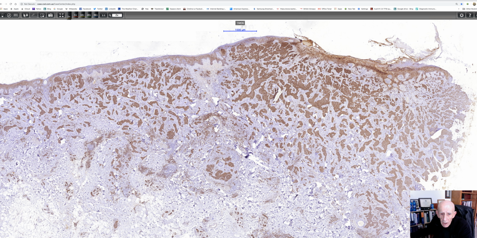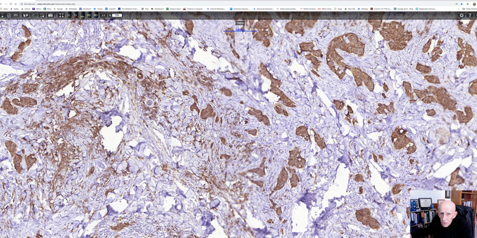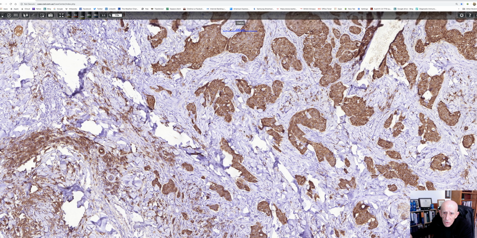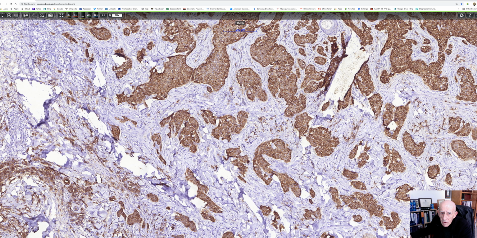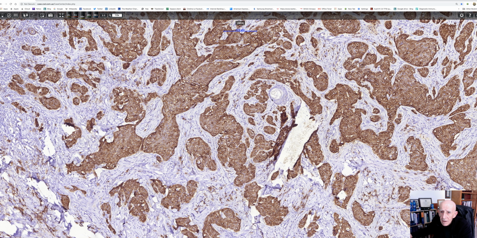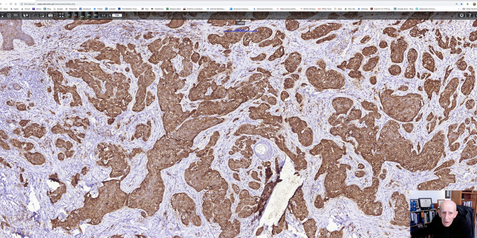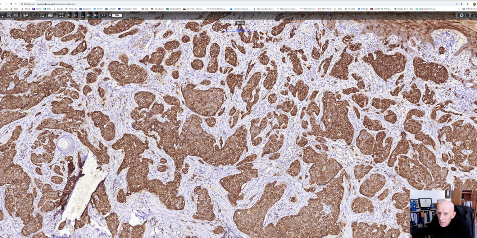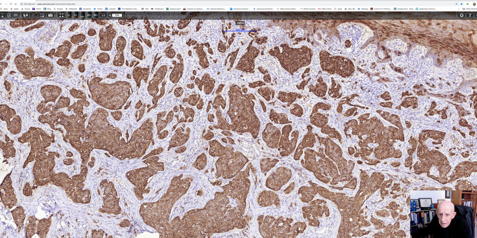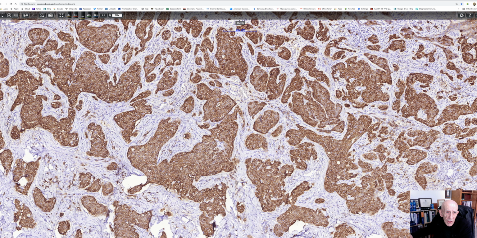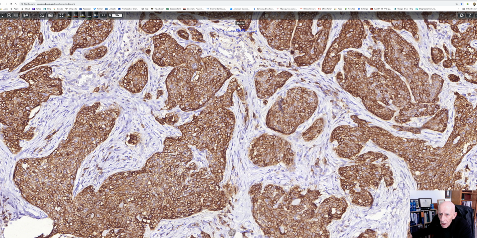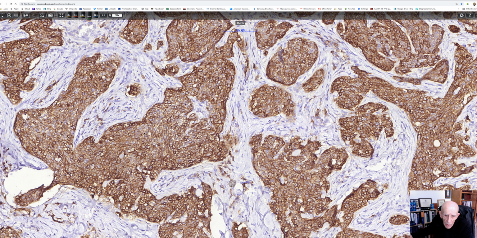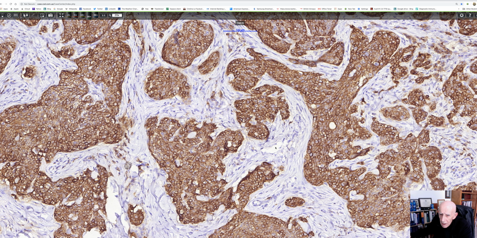It's useful sometimes to use the immunohistochemistry just to confirm your diagnosis. And if I'm not being too cynical, it's quite nice if you're going to present a case at a meeting, because the audience are always going to love some pretty immunohistochemistry. But anyway, this is EMA, and the whole thing's EMA positive, which doesn't tell us anything really. Squamous carcinoma can be EMA positive, so that doesn't really help us.